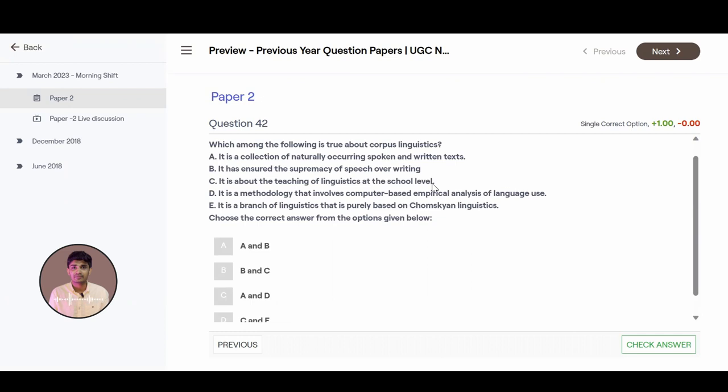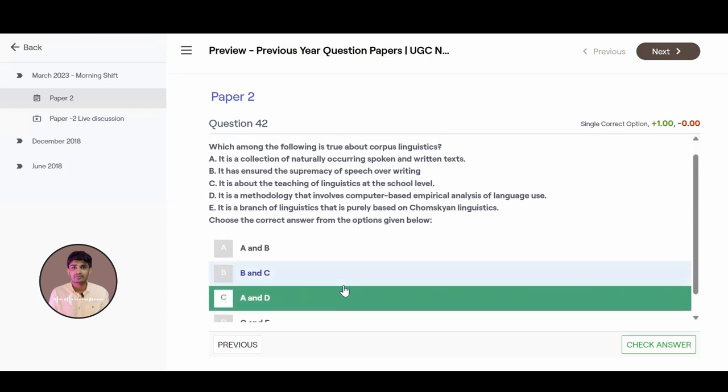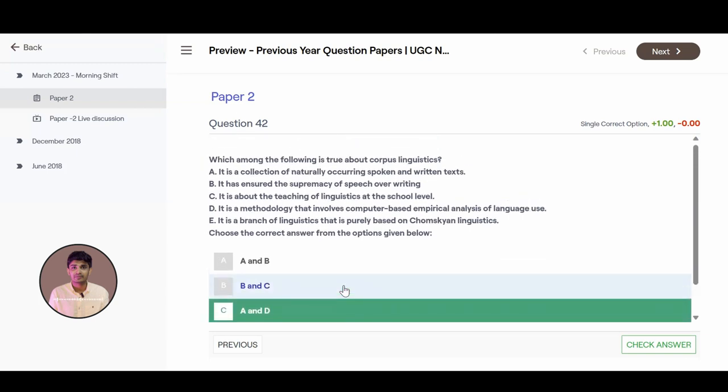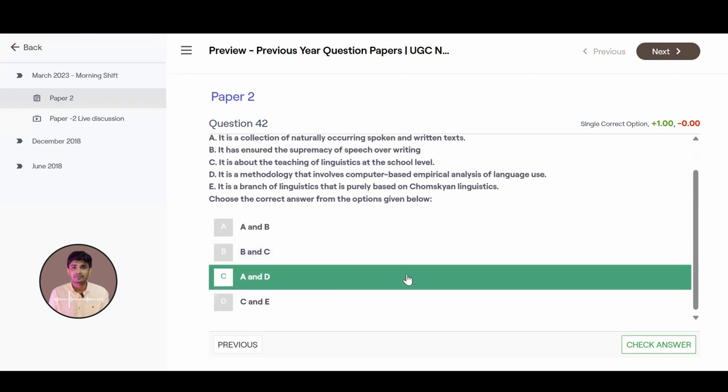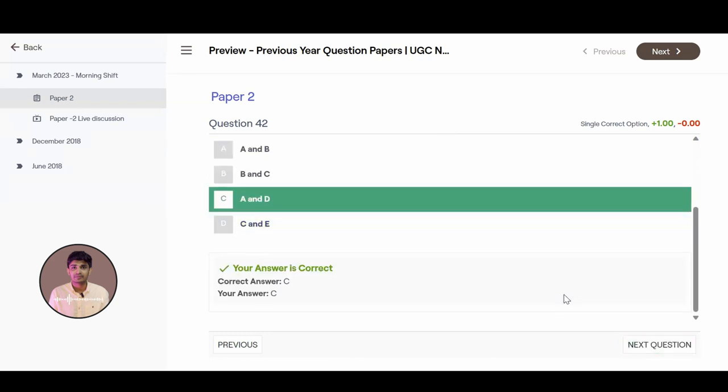This is a tough question. I agree. Let's see if it is C. This is a tough question in the sense you need to have specific knowledge about what corpus linguistics is, or you should have a good grasp over linguistics. I mean, basic simple definition, but answer is C anyway. Answer is C. C is right. Good. C is the answer.